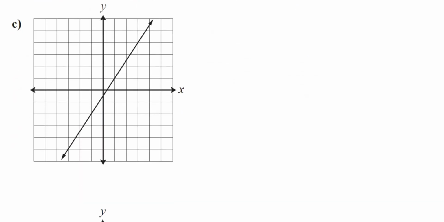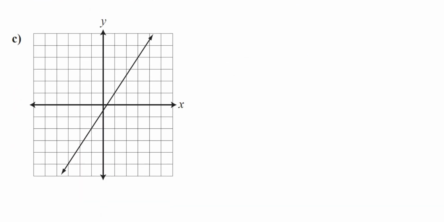Okay, let's move on to the next one, letter C here. Find the slope of this line. So let's go ahead and find two good points. So here's one good point right there, and there's another good point right there. After that, draw a triangle. There's my triangle, and after that, you want to determine the horizontal distance.